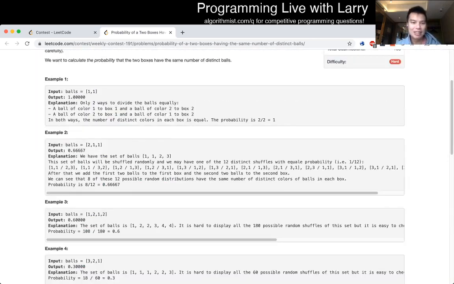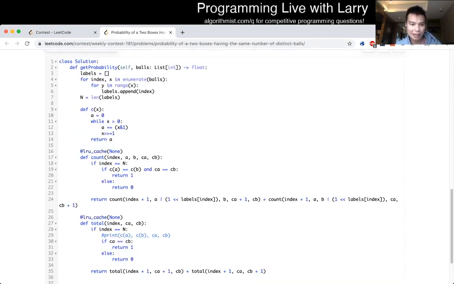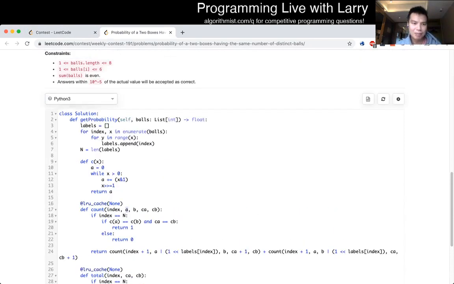Let's see how I did in this contest. Oh, let me analyze this first, sorry. So what is the complexity of this? Well, A could be up to 2 to the 8. That's what I notice here. B could be 2 to the 8 as well. So that's 2 to the 16. The index is 48, because that's just 6 times 8. CA could be 48 and CB could be 48. So that's kind of the complexity.